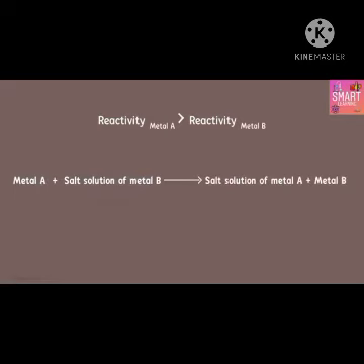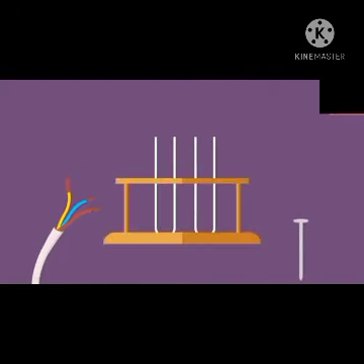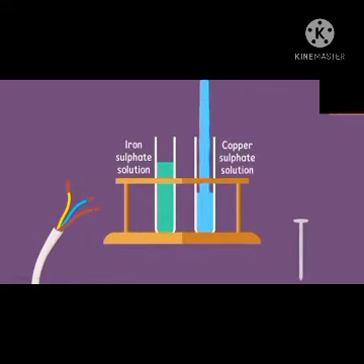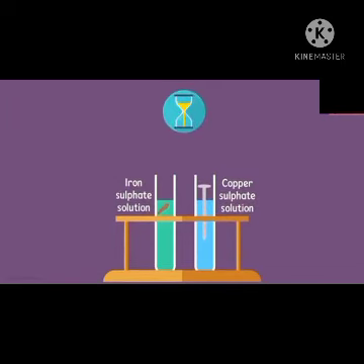Let's perform a simple experiment to prove this. Take a clean copper wire and a clean iron nail. We need two solutions, that is solution of iron sulfate and solution of copper sulfate. Dip the copper wire in ferrous sulfate solution and iron nail in copper sulfate solution. Keep on observing continuously at a fixed interval of time, that is about half an hour.